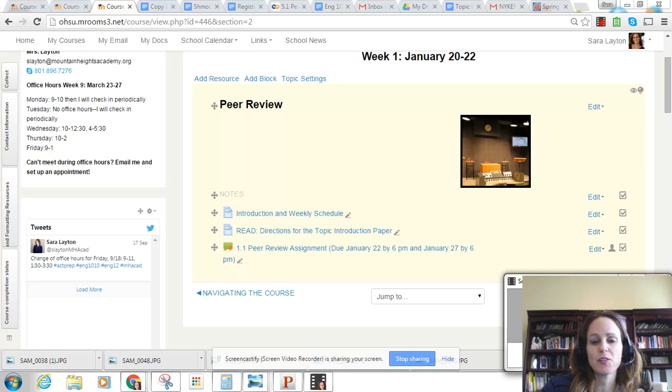And remember, last quarter you were introduced a little bit to this big paper that we're going to be doing called the literature review paper. And that is a 10 to 12-page paper that we're working on in steps. Well, this week we are doing the first step, which is the first 3 to 4 pages of that paper, a paper called the topic introduction paper.